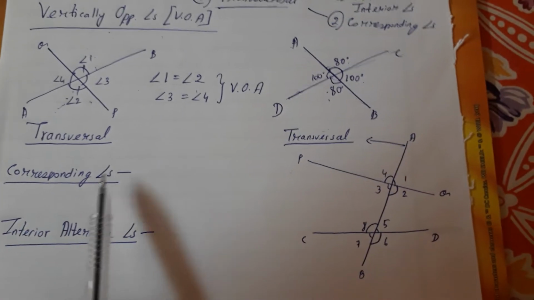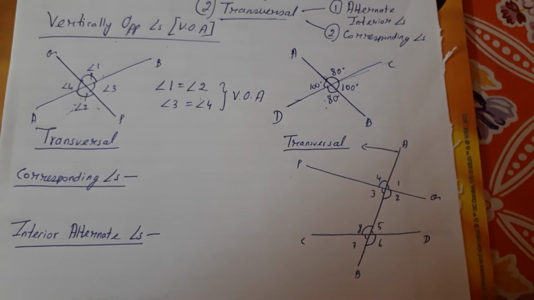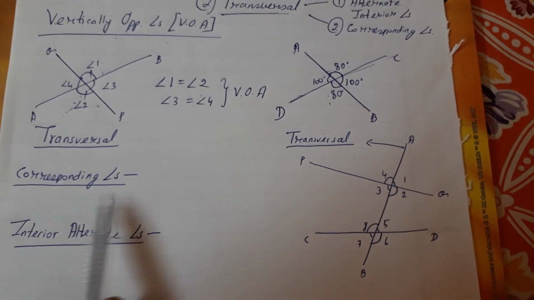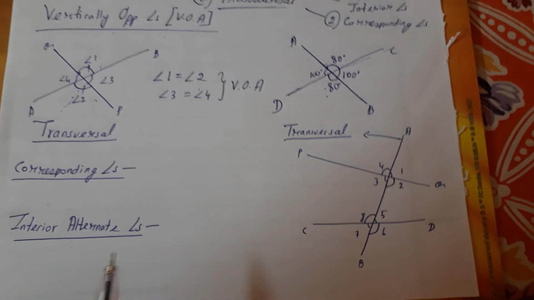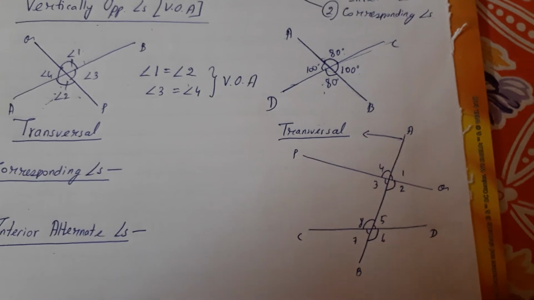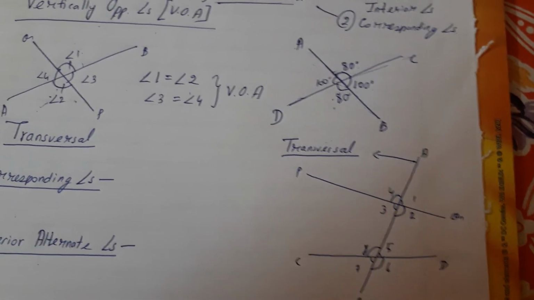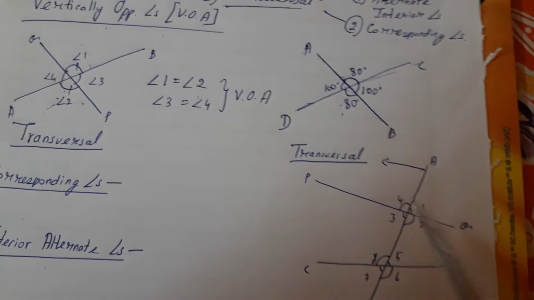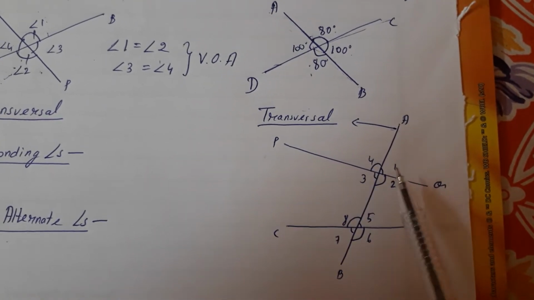The next term is transversal. This transversal includes two types of angles: corresponding angles and alternate interior angles, or interior alternate angles. Now see which line is called a transversal. The transversal is the line which intersects two or more given lines at distinct points.